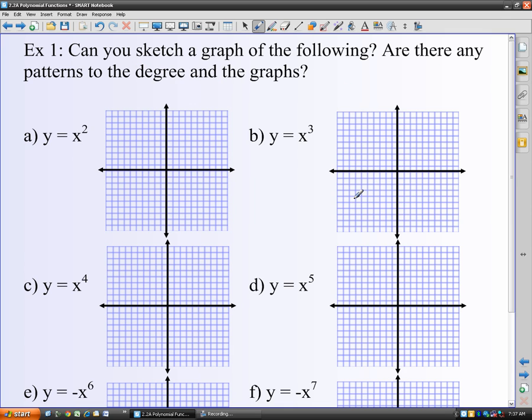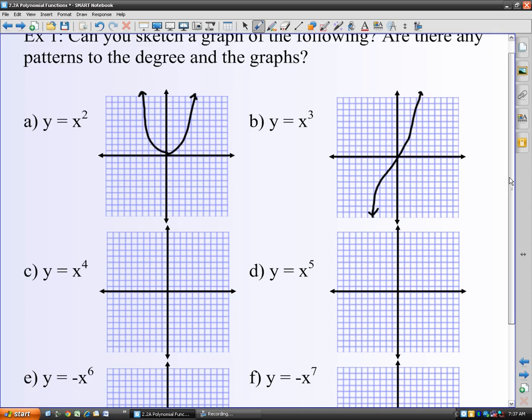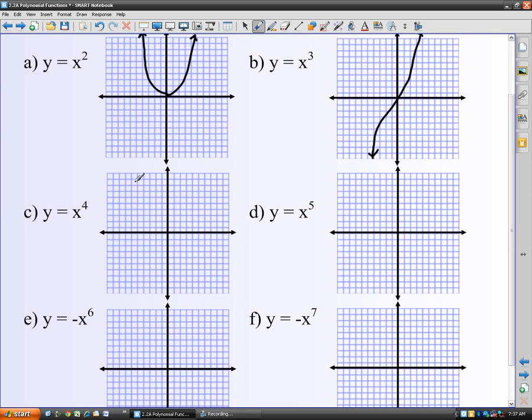Now we're just going to sketch these, and see if there are any patterns with the degrees of the graphs. Some of these you've seen before. For example, we have x squared, which you've seen as a parent function that we use quite a bit. It looks something like that. Then we go to x cubed, which looks a little bit more like that. Maybe we'll see some patterns as we go down the page. Well, x to the 4th, when graphed, will look more like this.